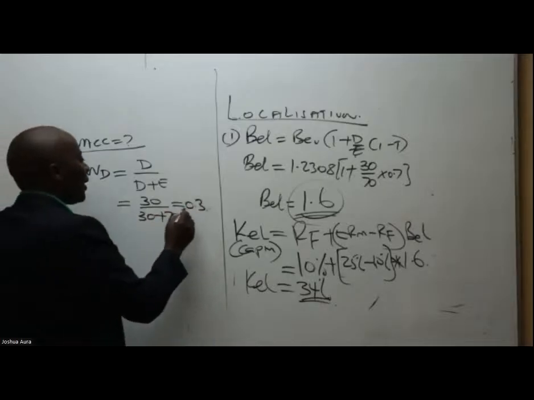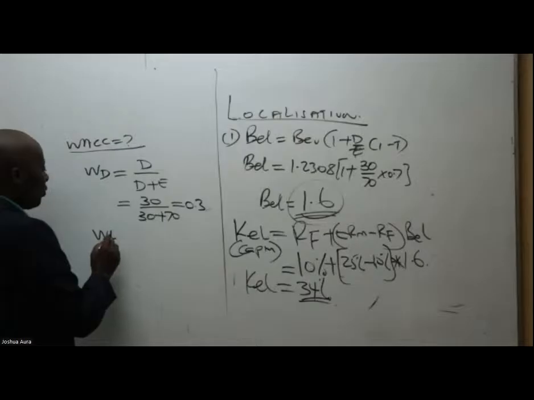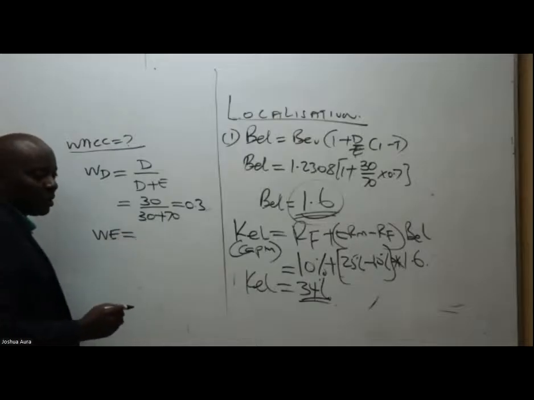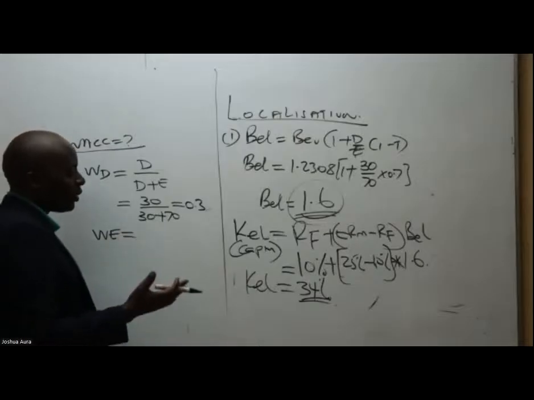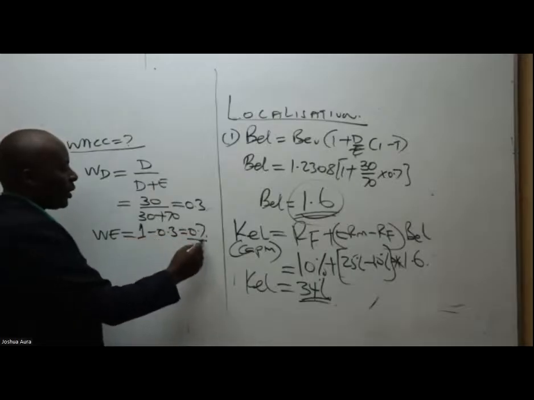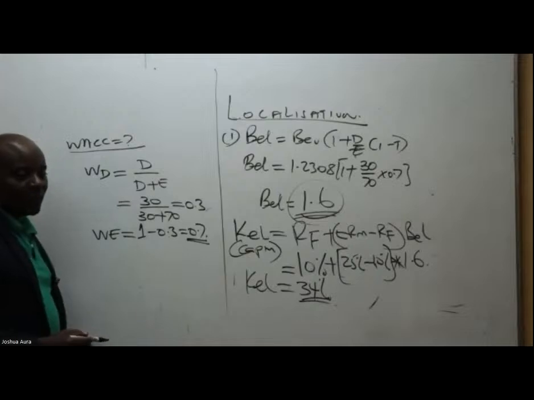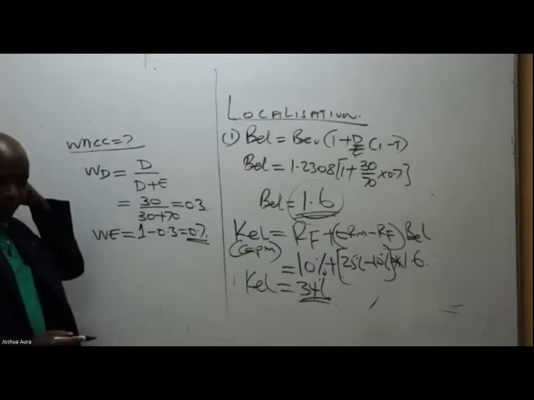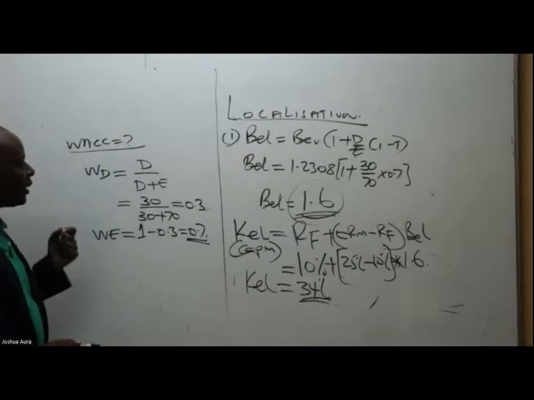And for sure, once I get the weight of debt, getting the weight of equity will not be a big deal. The weight of equity will be 1 minus 0.3, which gives me 0 what here? Somebody gives me 0.7. Gives me 0.7 like that.